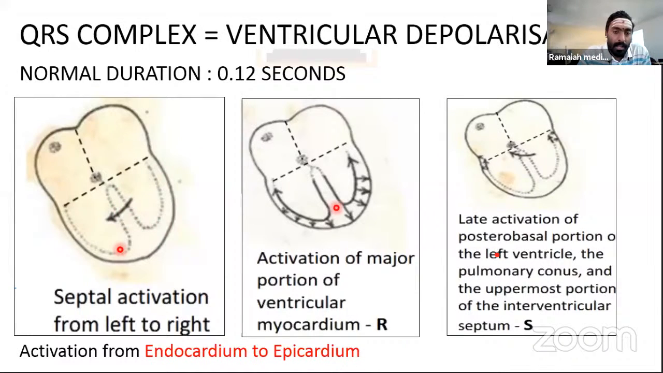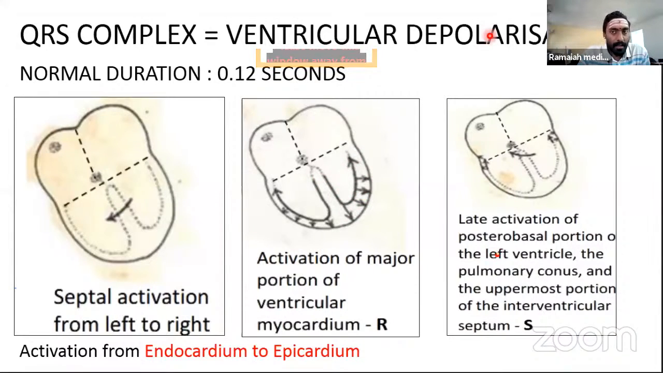Once you have the septal activation, the entire ventricle is going to be activated via the Purkinje fibers. This ventricular activation takes place in two steps. One is the major portion of the ventricle here. Because the left ventricle has a better muscle mass than the right ventricle, the predominant direction of movement will be towards the left. So that means the R wave, the positive deflection, is going to show a positive deflection here.